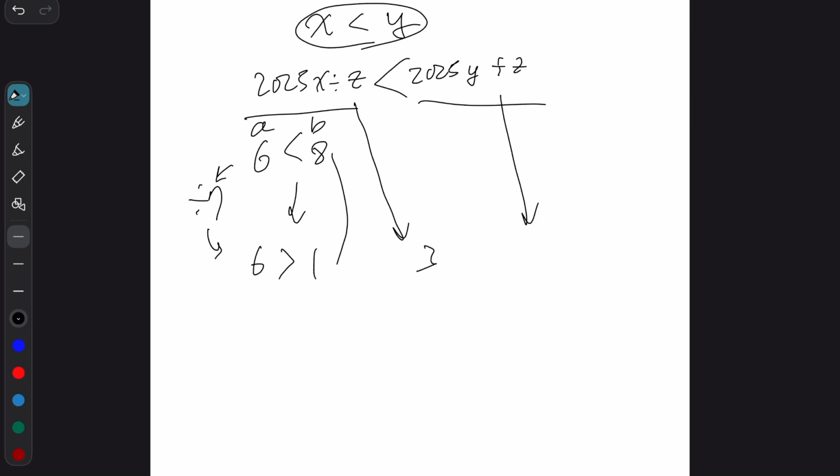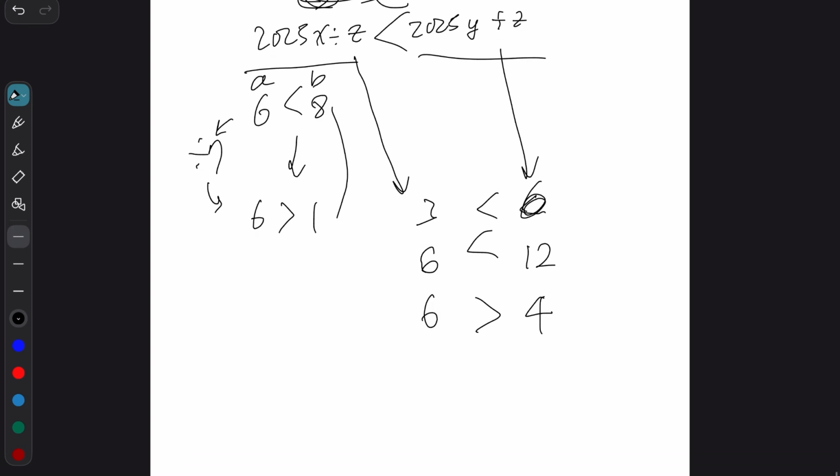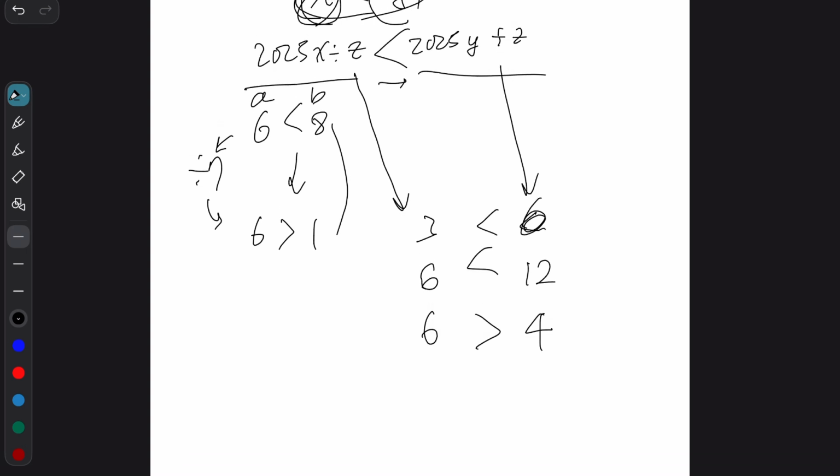For example, there is 3 and, for example, 6. Then multiply by 2, 6 and 12. Mod 8, 6 and 4. So this changes. So if nothing is multiplied to x and y, then it will remain true. This equation, this direction here.